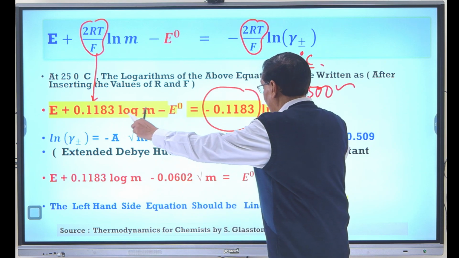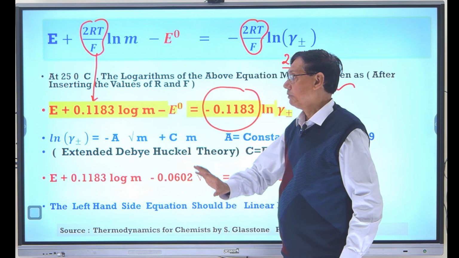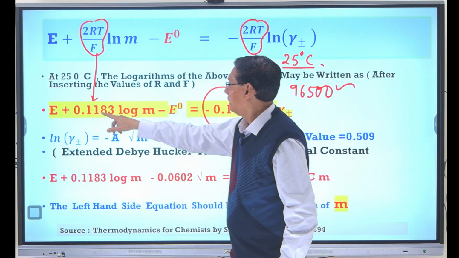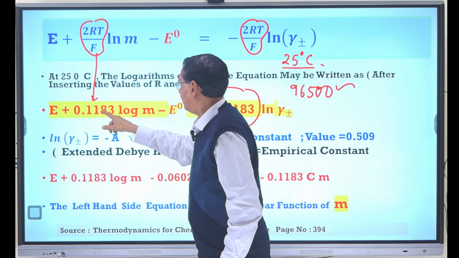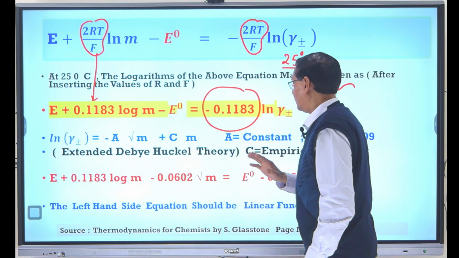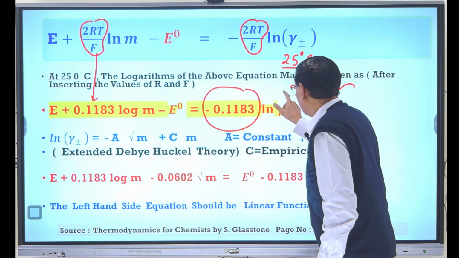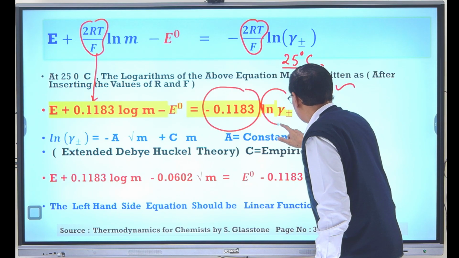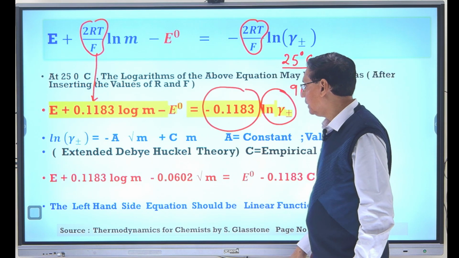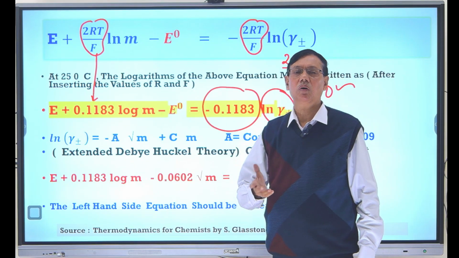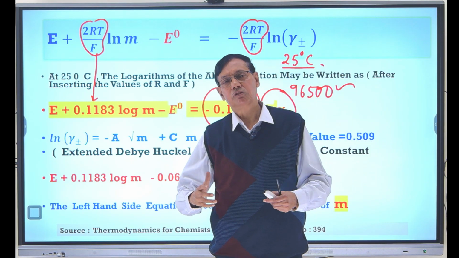That is why I highlighted this, and the final equation is almost here: E plus 0.1183. Now, as I told you, I have to substitute the value of this activity coefficient using the Debye-Huckel limiting law or the Debye-Huckel extended form.